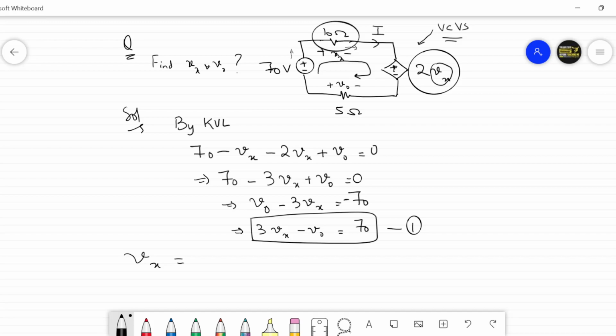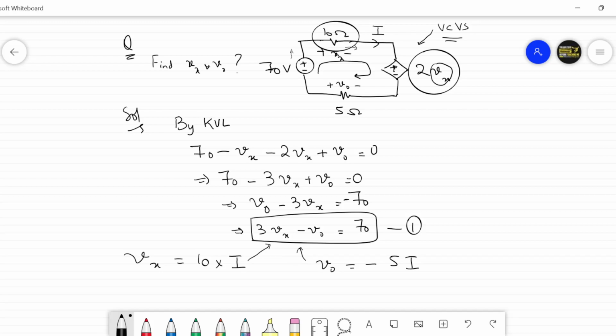Vx is the voltage across the 10 ohm resistor. It can also be written as 10, that is resistance, into I, the current flowing through it. Similarly, V naught is the voltage across the 5 ohm resistor. It will be equal to minus 5 into I. Fine. So you have Vx equal to 10I, and V naught equal to minus 5I.